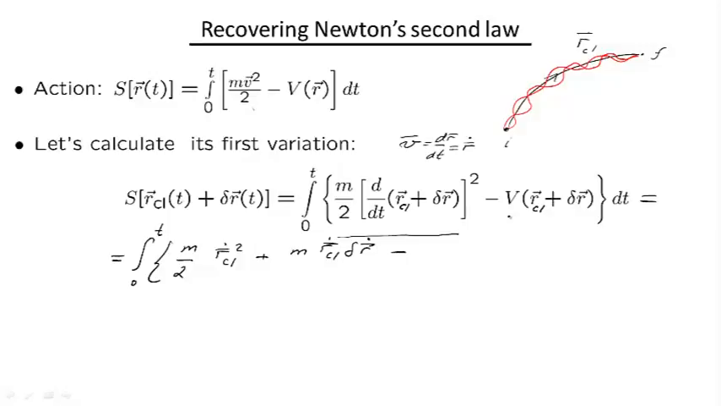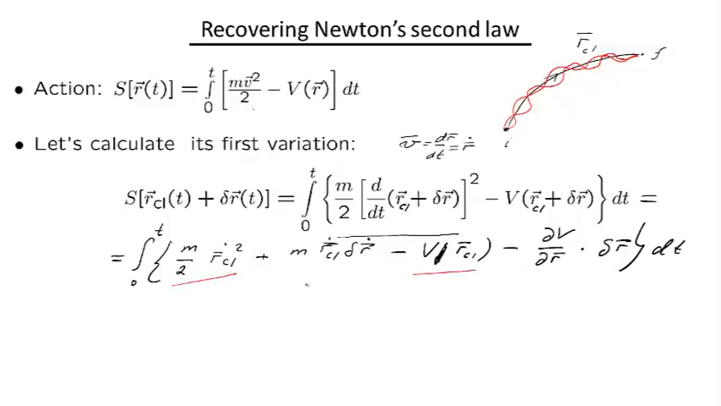For the potential, we're going to expand this function in Taylor series up to linear order. Again, we can do that because dr is very small, and so we're going to have V of r classical plus dV over dr, the gradient, dot dr, and everything integrated over time. So we have four terms here. This term is simple enough, and these two terms together represent the classical action, the one which occurs on the classical trajectory.